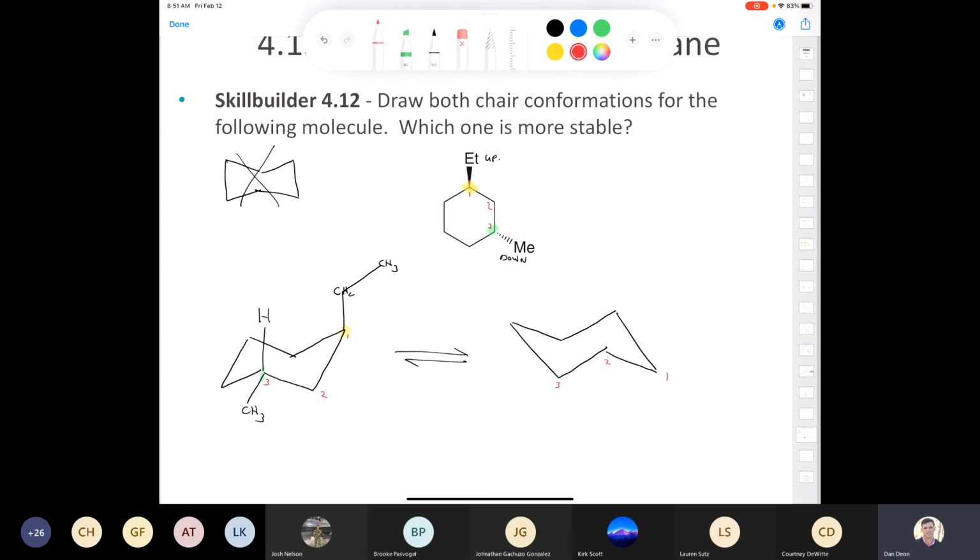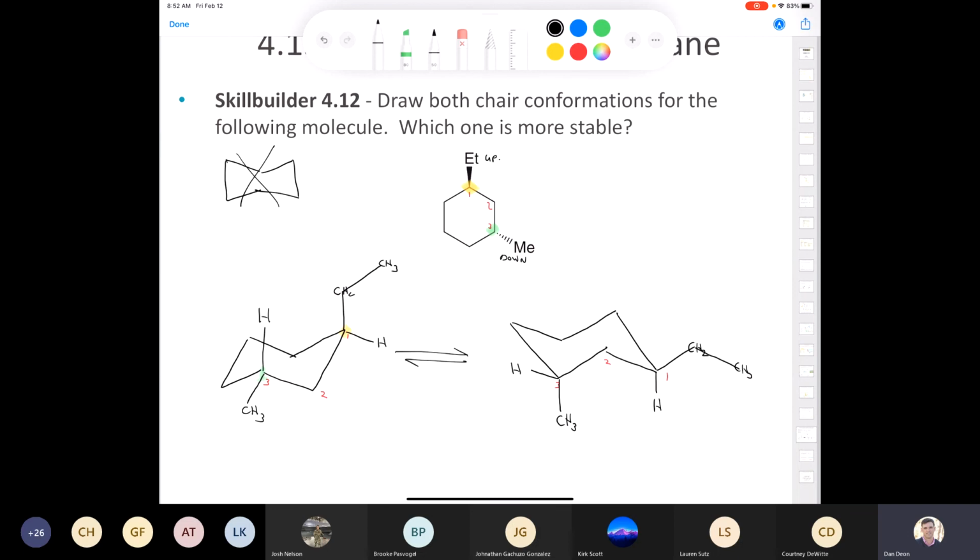So now I've got 1, 2, 3. So if my ethyl group was up and axial in the first conformation, it's still going to be up, but now it's going to be up and equatorial, right? This would be the axial position where the hydrogen is pointing down. And on carbon 3, it's going to be pointing down, my methyl, but it's going to be axial. Okay, CH2, CH3, right? The equatorial position will be the one with the hydrogen. Same thing here, okay? So there we go.